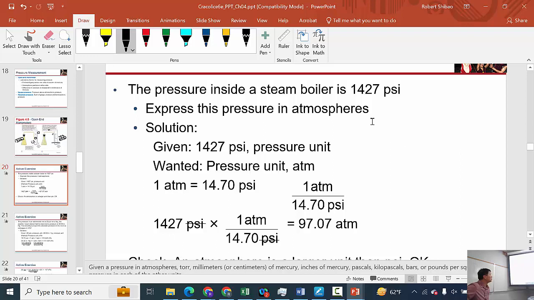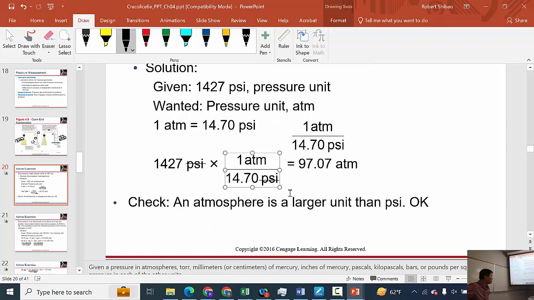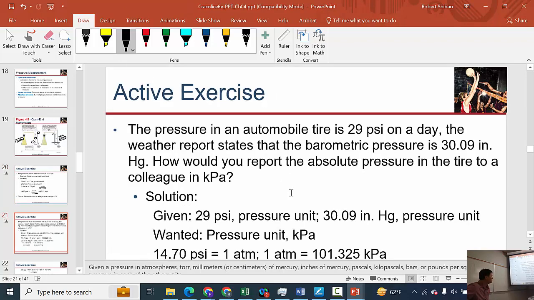So here are some practice problems with pressure. If the pressure inside a steam boiler is 27 psi, express the pressure in atmospheres. This is just a one-step conversion. 27 psi, and 14.70 psi per atmosphere. The psi cancels, which leaves us with atmospheres. So this is dimensional analysis. These unit conversions are most easily done with dimensional analysis.